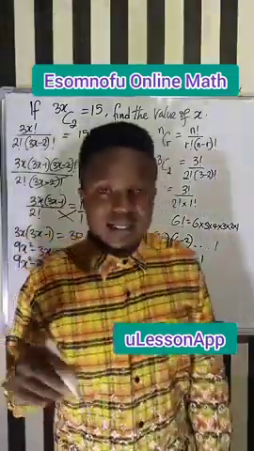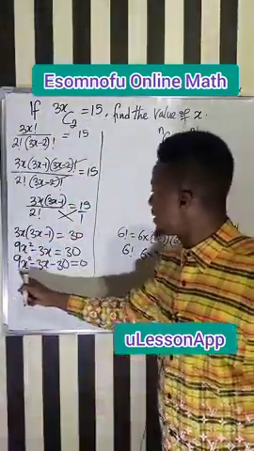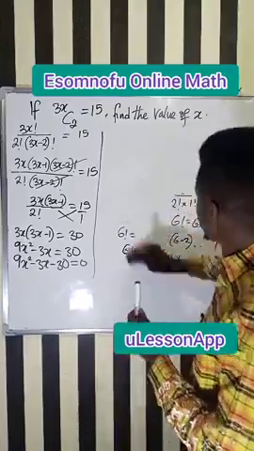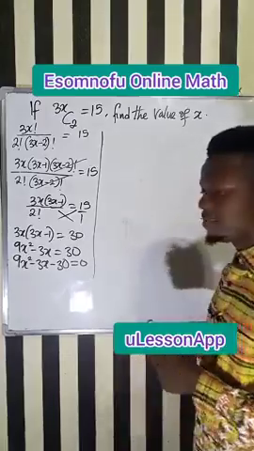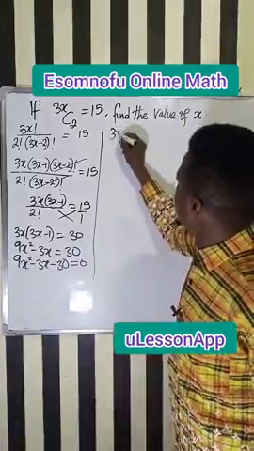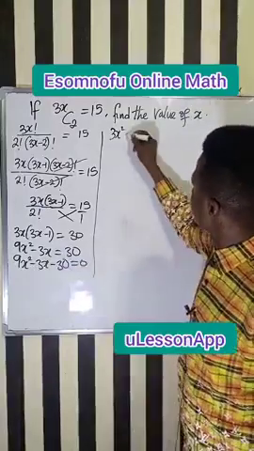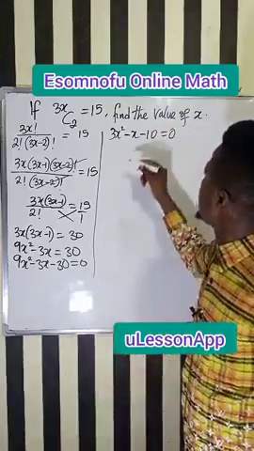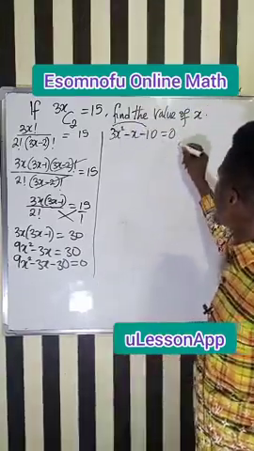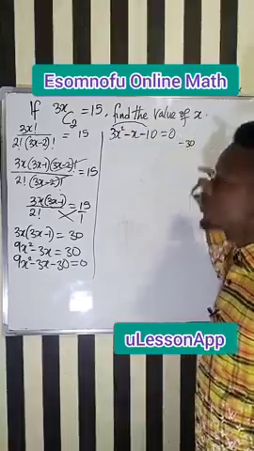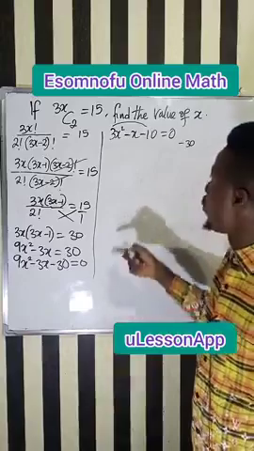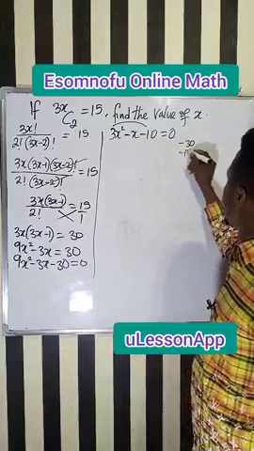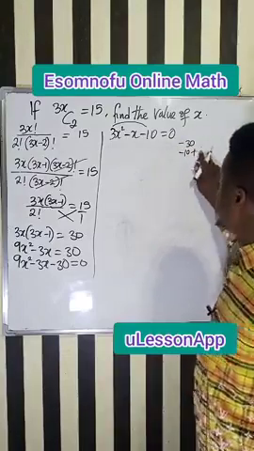Now at this point, you can decide to divide everything by 3. Since 3 can divide everything here, when we divide everything by 3, let me clean the board. If I divide everything by 3 now, I'll have 3x squared minus x minus 10 is equal to 0. Now, to factorize this, use this 3 to multiply this minus 10. It will give you minus 30. What two numbers will you multiply to get minus 30, and when you add them, you get minus 1? The coefficient of x here is minus 1.